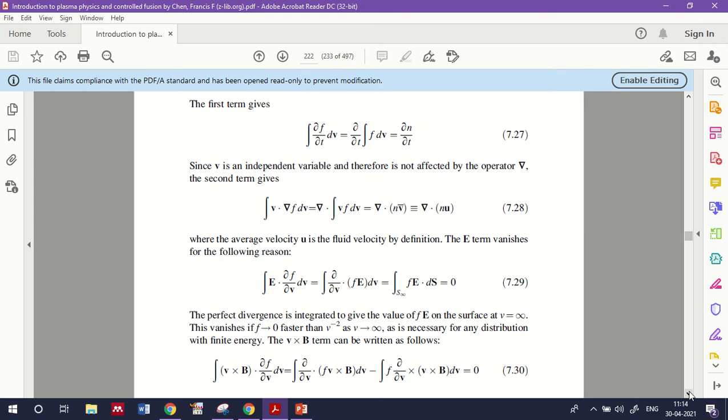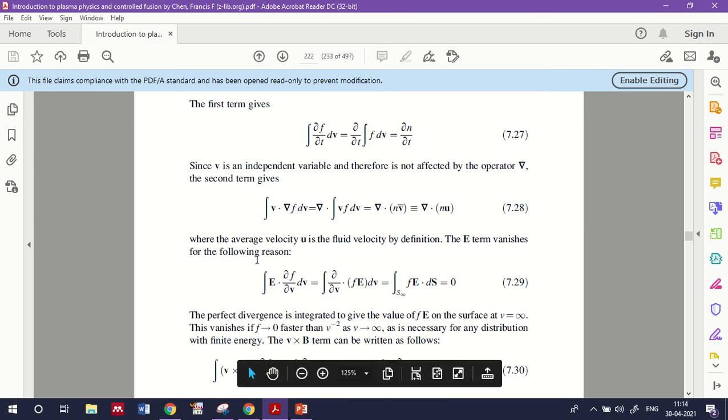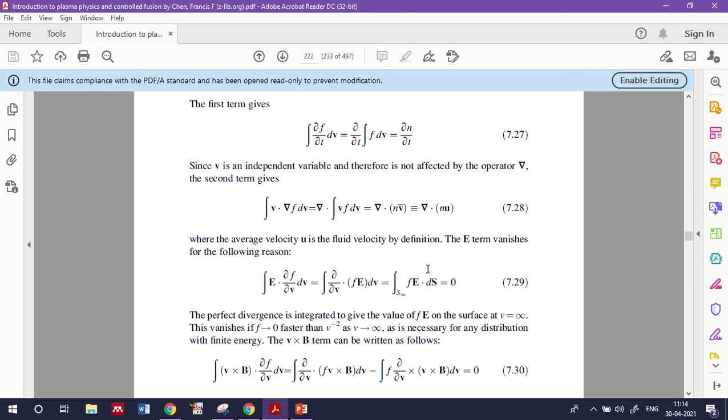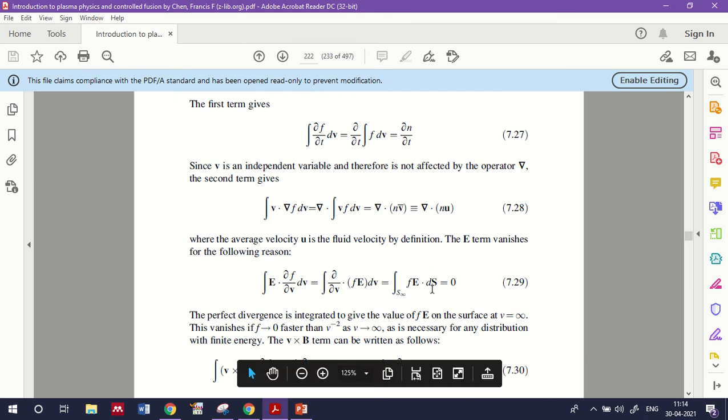So E · ∂f/∂v, which we had taken as a volume integral, now becomes an integral over an area, the surface area S: the integral of fE · dS is equal to 0 at infinity.